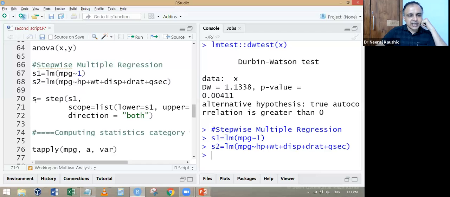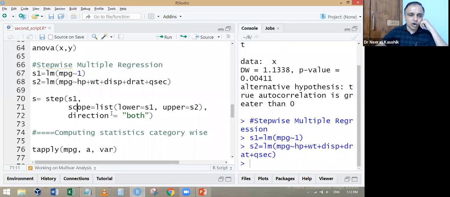First, I will say S is equal to step. It starts with S1 when there is no variable. Then we say scope. This is a particular way to write. Scope, list, lower is S1, upper is S2. Start from lower to upper, go like this, and direction both.